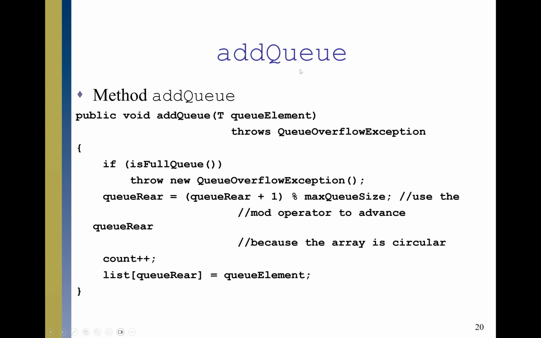Next is add a queue. Again, this is an array implementation, so it's very straightforward. First, we check if there's a space. If it's full, which means there's no space, we throw an exception. But if there's a space, then we are going to increment our counter by 1. Then we assign the new queue element to the array queue rear, so it will go to the back.